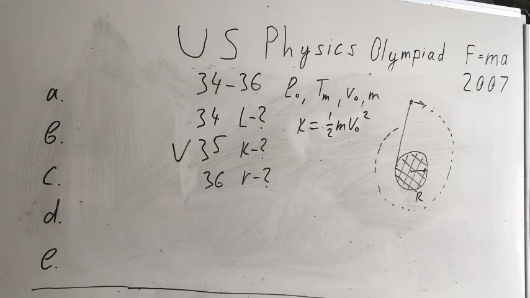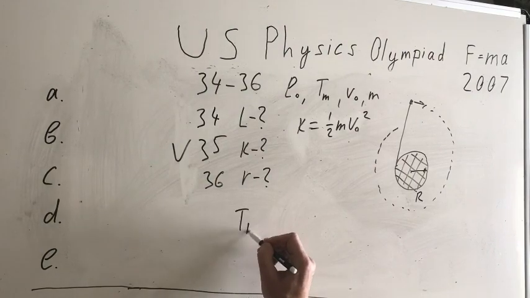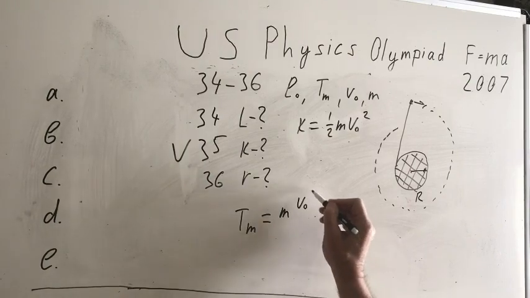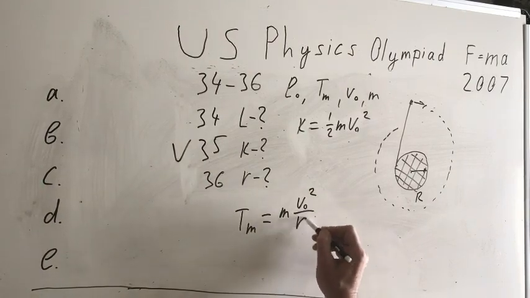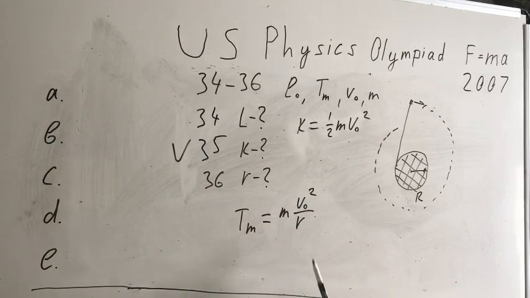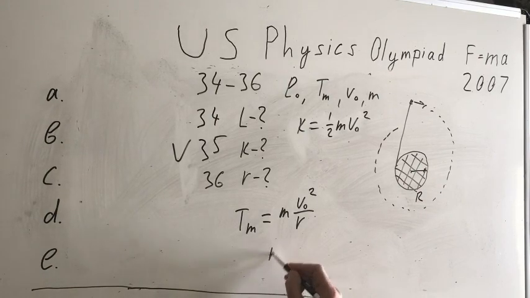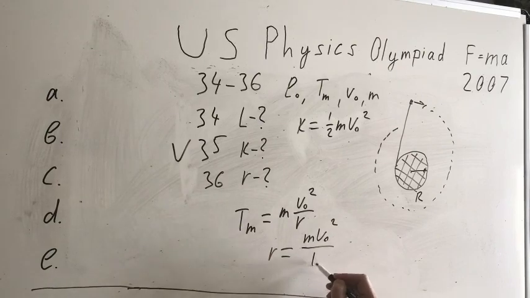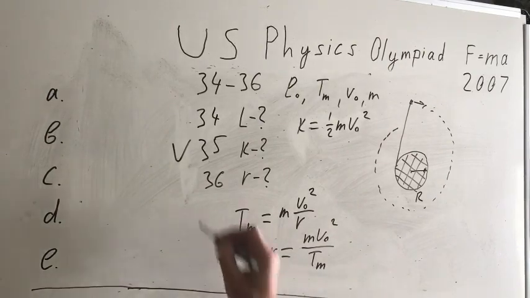Next one, we have tension, the maximum possible tension is Tm, and we can write the equation that Tm equals m v0 square over r. So that's the minimum possible r. So from here we can find that r for break is equal to m v0 square over T maximum. That's the answer for 36.